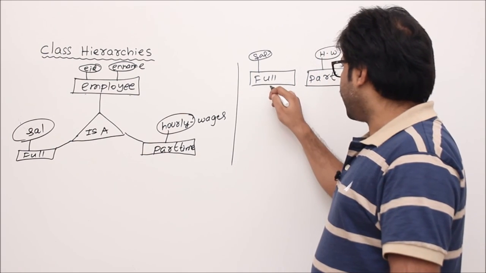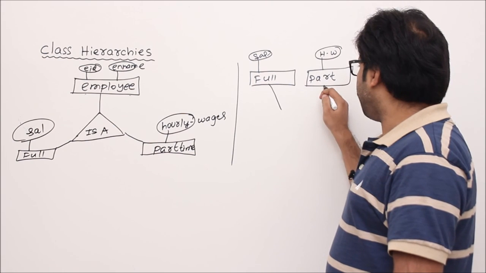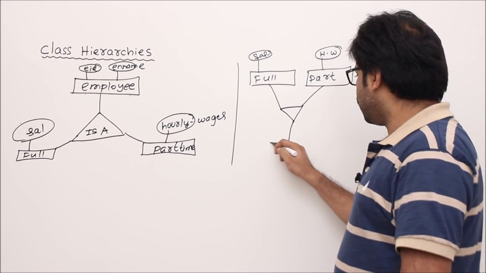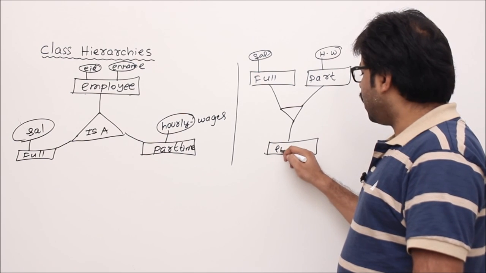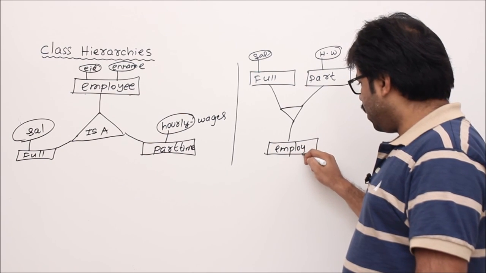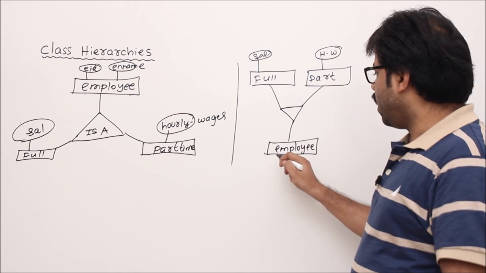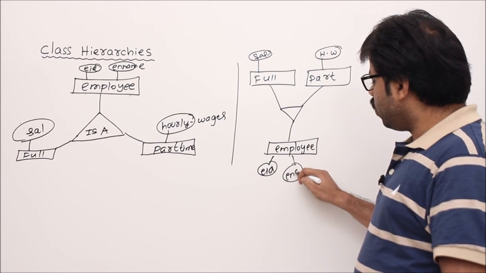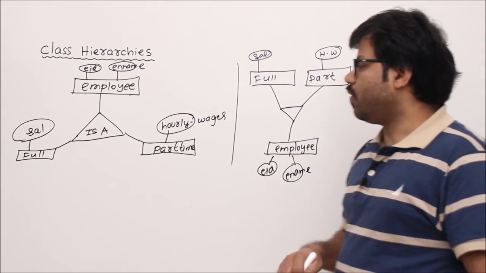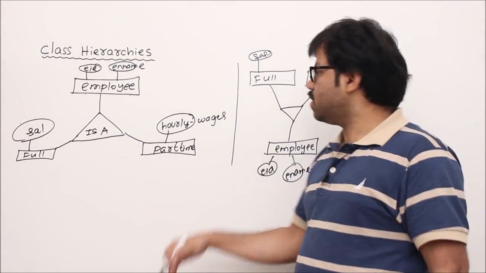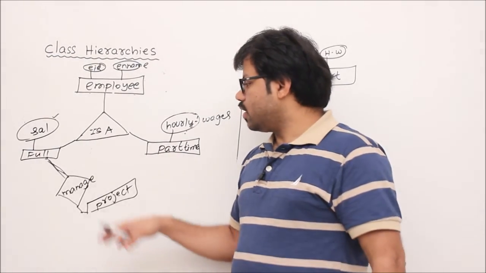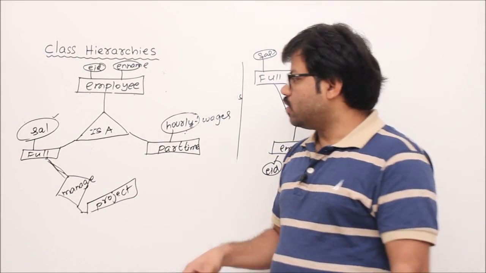Now we can do it like this. Full-time employees and part-time employees all together will become employees. So this is another way of writing the description: employee, and after that the features, employee ID, employee name. Both are the same, so there is no difference. But we are coming from top to bottom, while here it is bottom to top, right? Quite reverse.